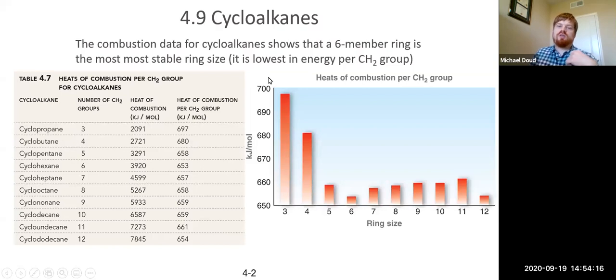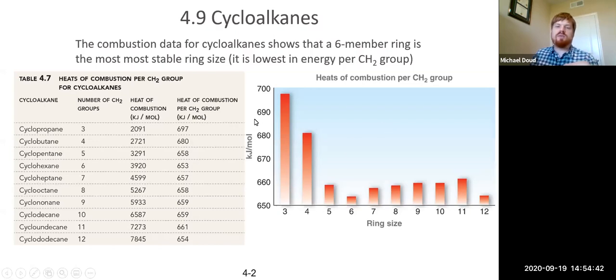And you can actually calculate the heat of combustion per CH2 group. This is our proxy for how stable a cycloalkane is going to be. The reason we have to do that is, of course, as you add more CH2 groups, you're going to increase the heat of combustion overall. So we normalize it, since each carbon in the cycloalkane is a CH2, by dividing by the number of those.